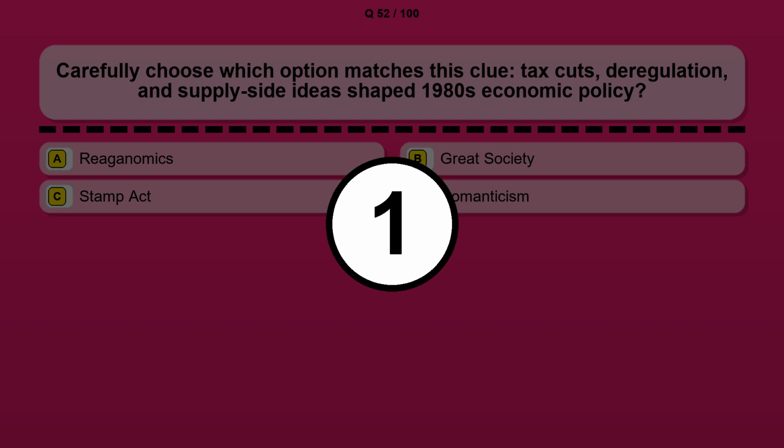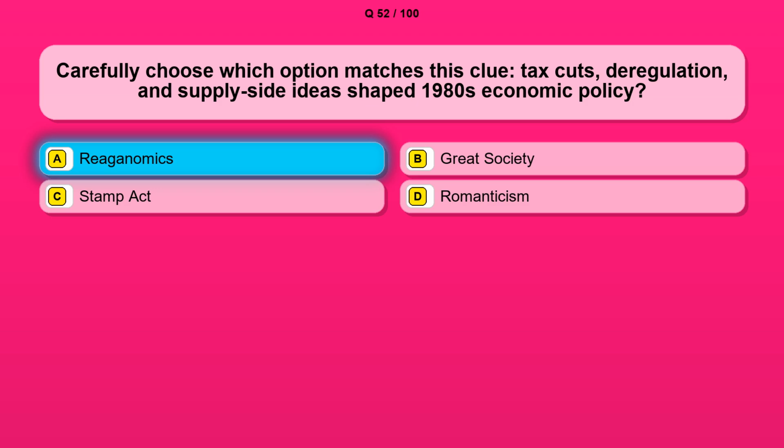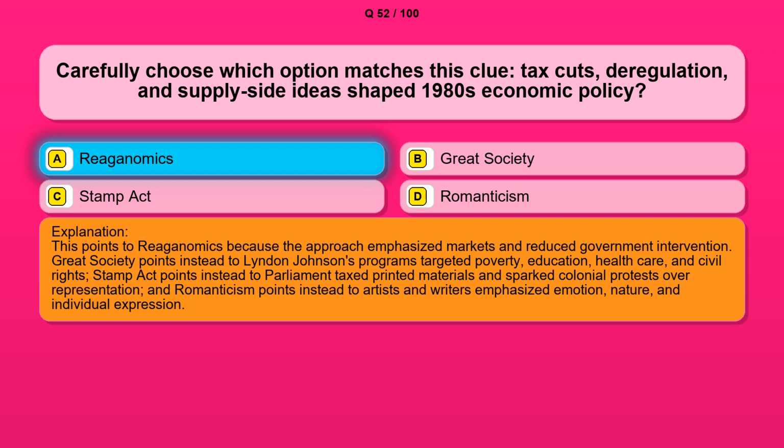The correct answer is option A, Reaganomics. This points to Reaganomics because the approach emphasized markets and reduced government intervention. Great Society points instead to Lyndon Johnson's programs targeted poverty, education, healthcare, and civil rights. Stamp Act points instead to Parliament taxed printed materials and sparked colonial protests over representation, and Romanticism points instead to artists and writers emphasized emotion, nature, and individual expression.